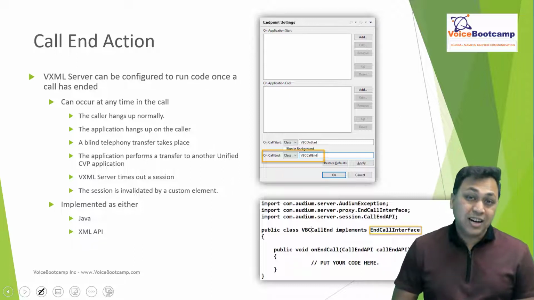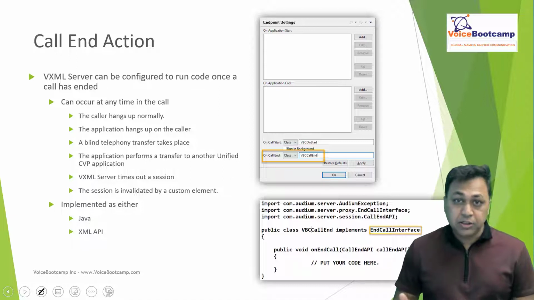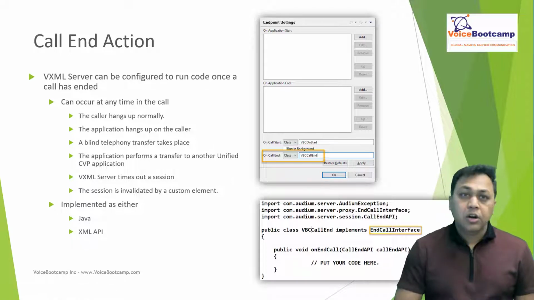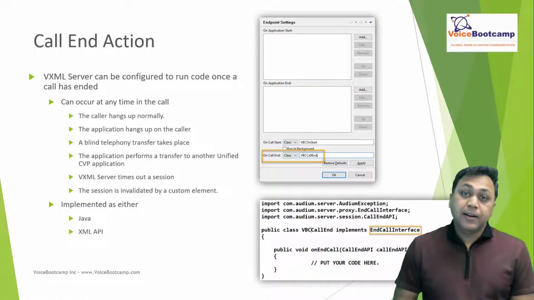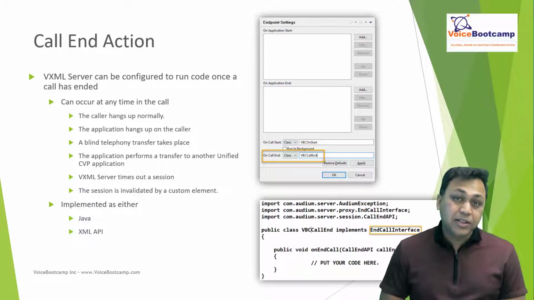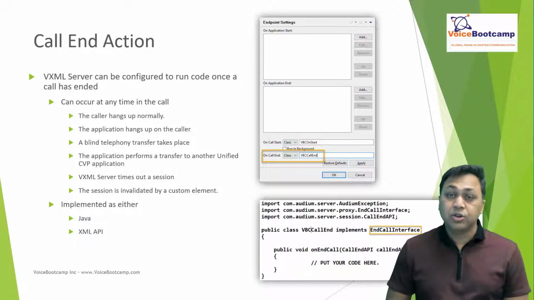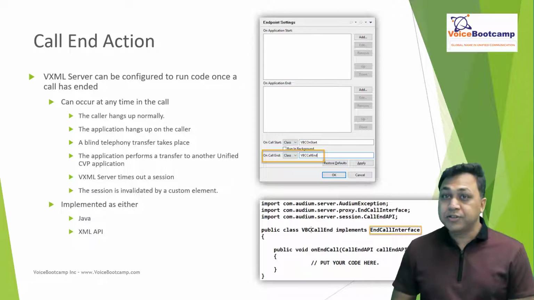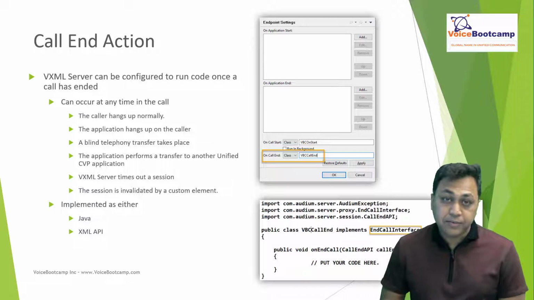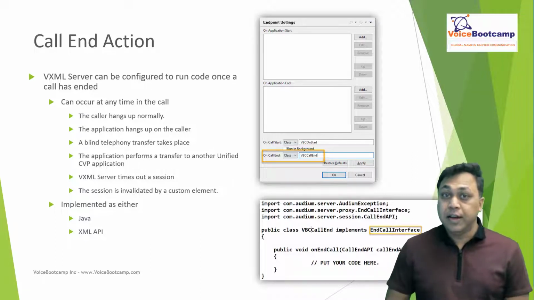The VXML server could time out its sessions. Usually there is a certain timer within which it has to execute your code. If not, then it might time out. Or a session is invalidated by a custom element. A standard and configurable element has the ability to invalidate a session for a situation where some process ends the call that would not prompt a VXML server to be notified. In that scenario, the call end action will take place.